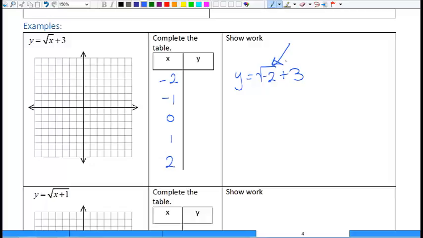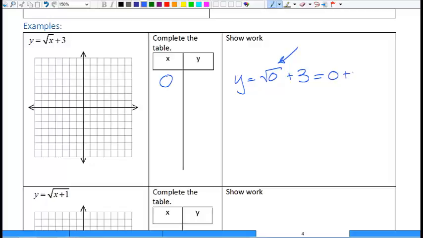We already know that. Not only can we not take a square root of a negative, so we shouldn't pick these values, we are only going to pick values that are positive or 0 that are perfect squares when they're under the radical. So I am going to start with 0 here. I have y is equal to the square root of 0 plus 3. Do you know what the square root of 0 is? Yeah, that's 0. So 0 plus 3 is 3.